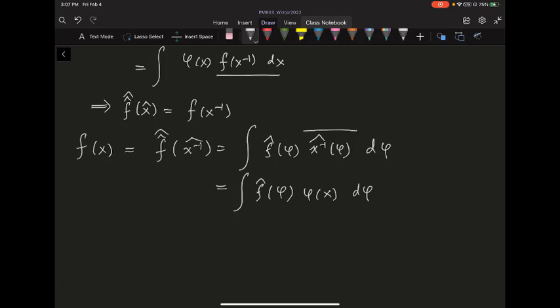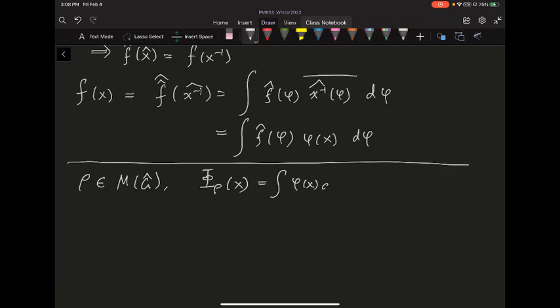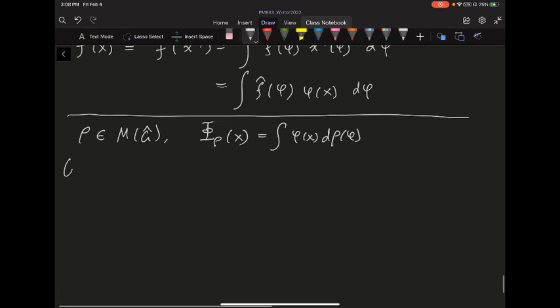So we now have this version of the Fourier inversion theorem. The second thing I want to show is the following. Recall that if I have rho inside M of G hat, we define this inverse Fourier transform, phi rho of X, equal to the integral of all the characters d rho of phi. This is an injective map from M of G hat to the continuous bounded functions on X. In fact, I want to show that this is also injective on the level of the measure space on G.